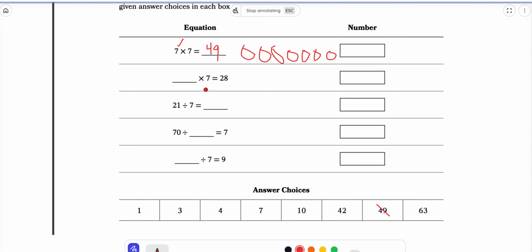What times 7 equals 28? What times 7, Toby? 4. 4, very good, Toby. 4 times 7 equals 28. Once again, a reverse way to do this is you can make 7 groups, once again.